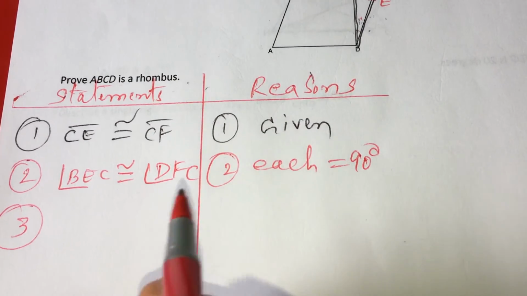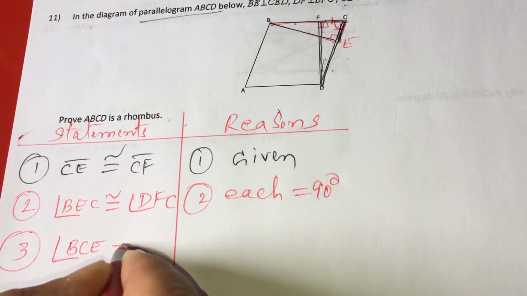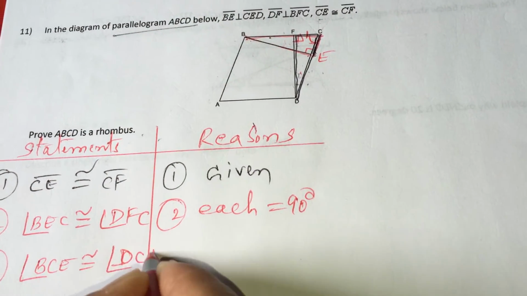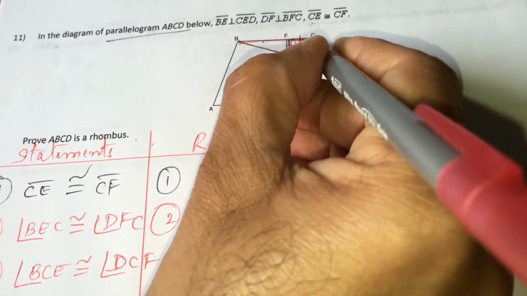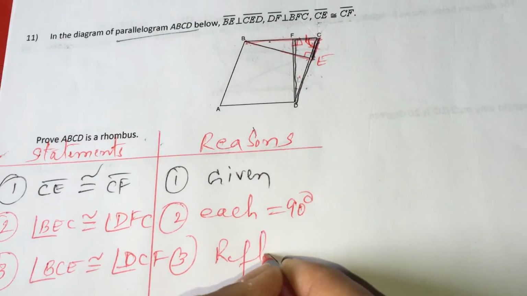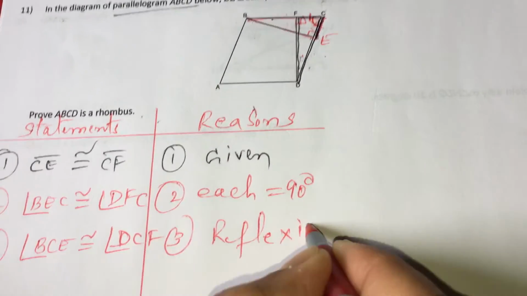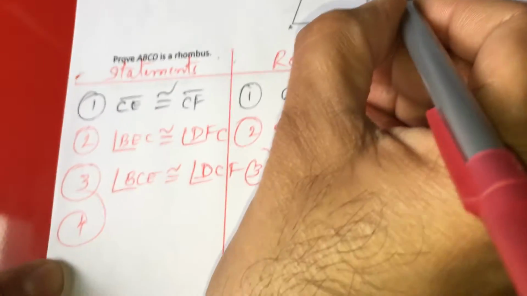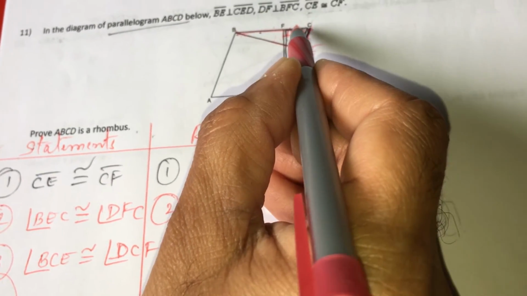Next, the third one. I have this angle C in this red triangle. I have this angle C in this black triangle. So I want to mention this angle C. See, like this. Angle BCE is exactly equal to angle DCF. I am talking about the same common angle. This is the angle in this triangle and in this triangle. So this is the reflexive property. Angle C equals angle C.